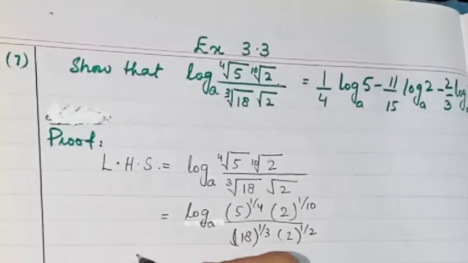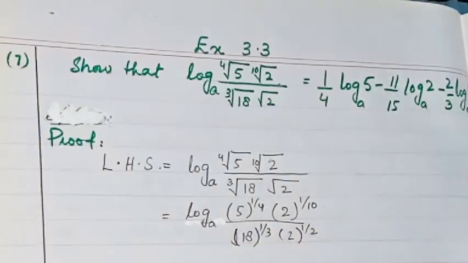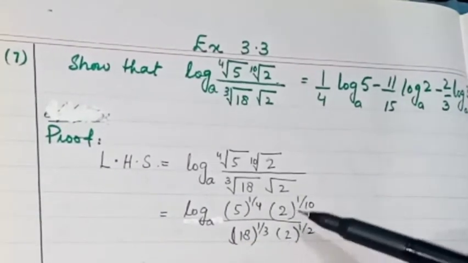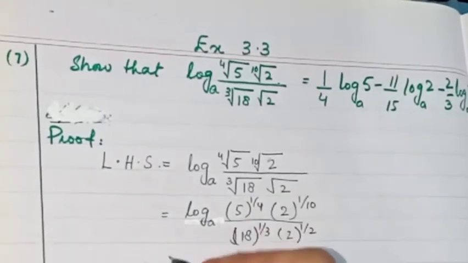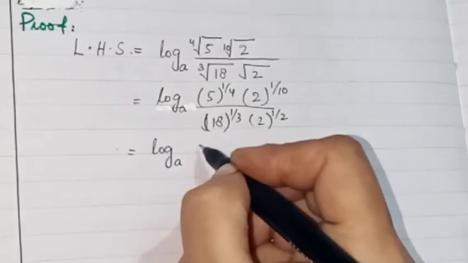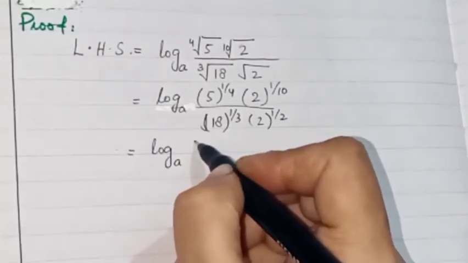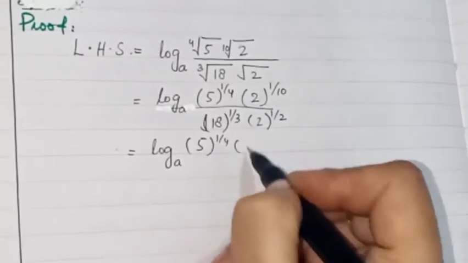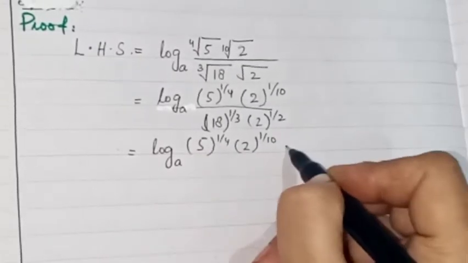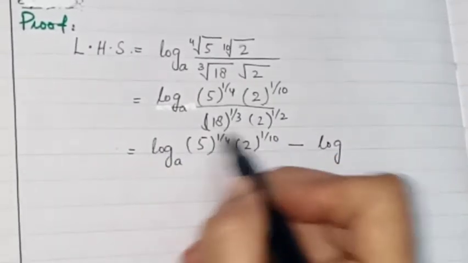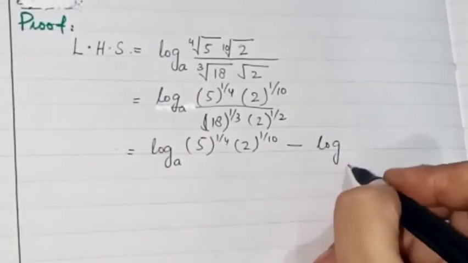Now we have to apply the laws of logarithm here. First we have to apply the second law for division. By applying the second law of logarithm, we will get log of this term 5^(1/4) times 2^(1/10) minus log of this term. Log of numerator minus log of denominator.